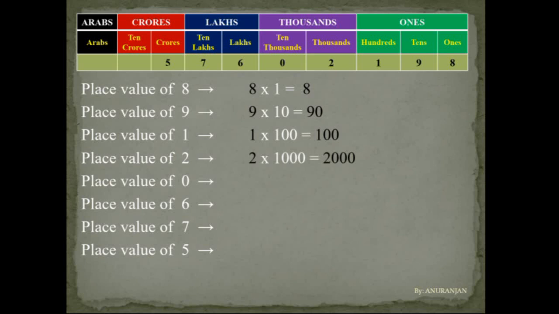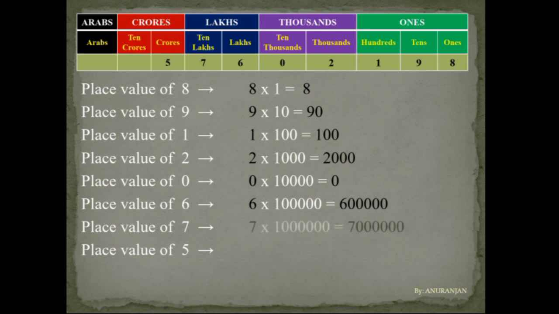So 0 is in which place? In 10,000. So we'll multiply 0 into 10,000, that will give us 0. So always remember, no matter where 0 is, the place value of 0 will always be 0. Is that clear? Now 6 is in the lakhs place, so we'll multiply 6 into 1 lakh, that is equal to 6 lakhs. So the place value of 6 is 6 lakhs.